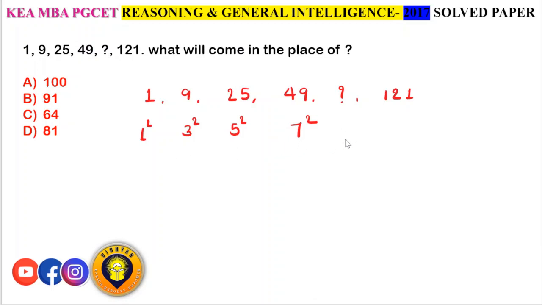So according to this series, the next one should be 9 square, and 121 is 11 square, which is perfect. Correct? So what will be our answer? Our answer will be 9 square, that is 81. So option D, 81, is the right answer.